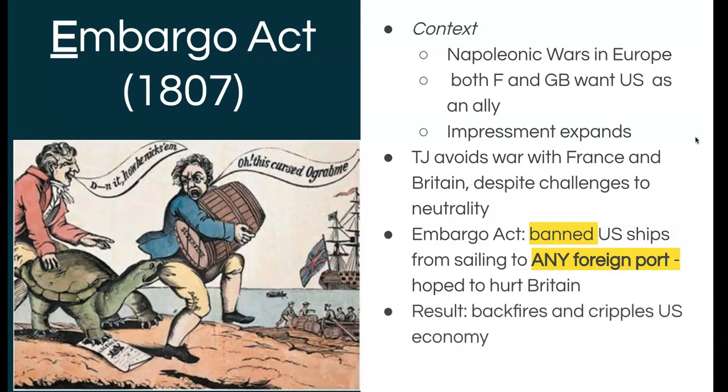The result of the Embargo Act is that it actually cripples the U.S. economy, and it's an utter failure. There's a famous political cartoon that you can see on the left-hand side, and we're going to talk about that cartoon in more detail in a later class. It is eventually repealed 2 years later.